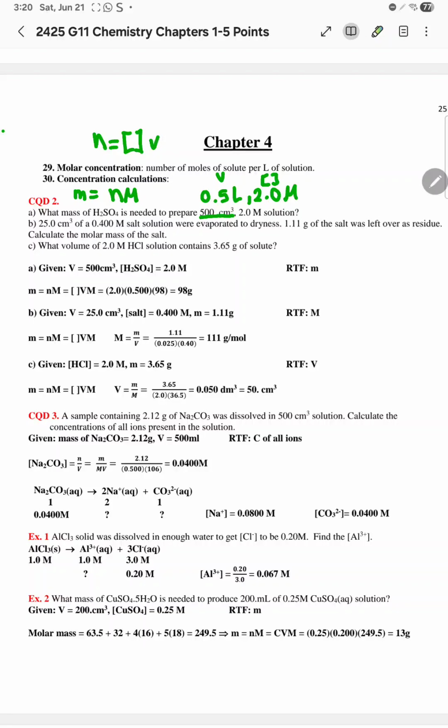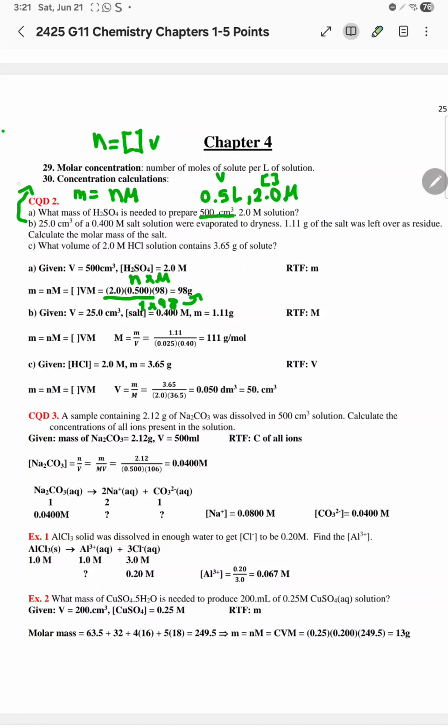So what you're gonna do is multiply the 0.5 times 2 to get your moles, and you're gonna multiply it by the molar mass, which is 98. 2 times 0.5 is gonna be 1, times 98, which is gonna give you 98 grams, and that is the mass needed to prepare.